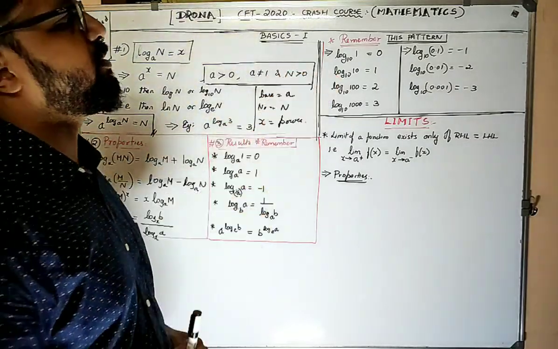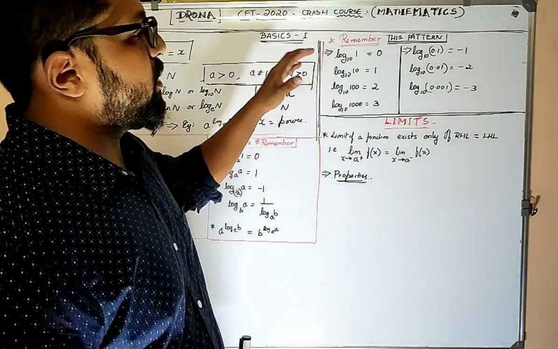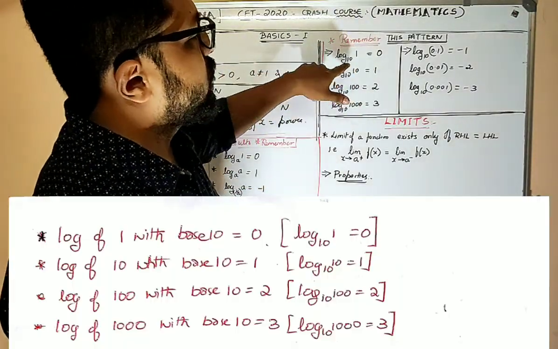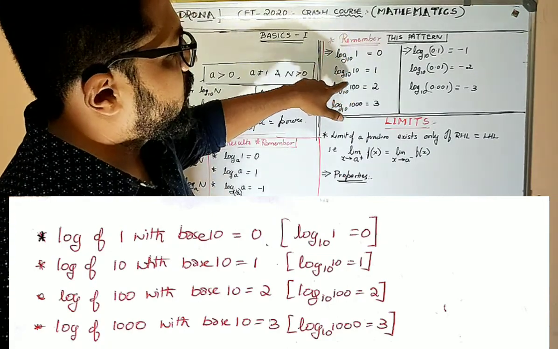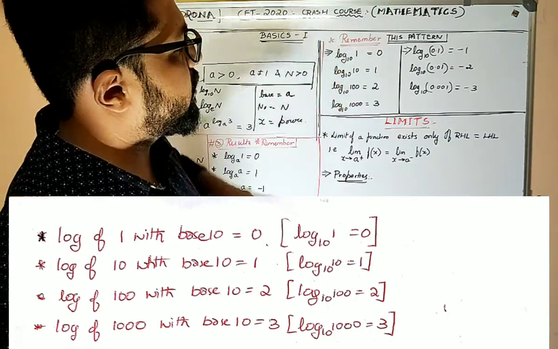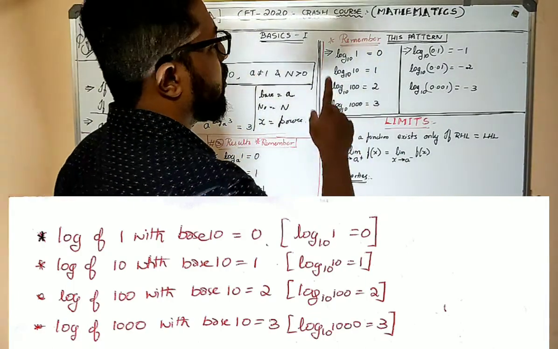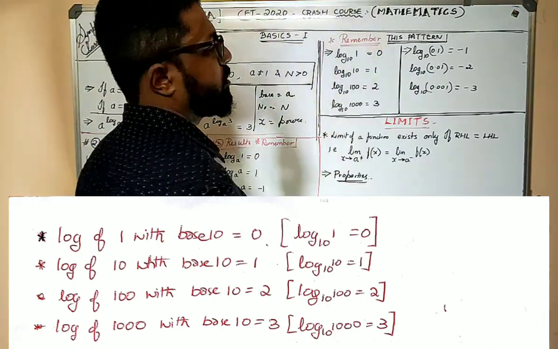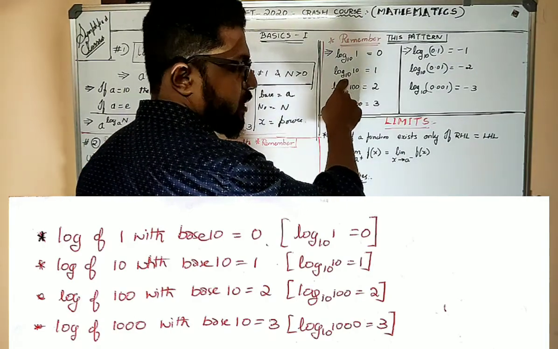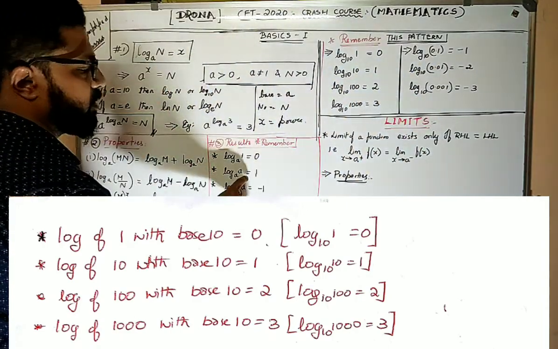Along with that, you have another thing to remember: log 1 is 0 to the base 10. Do not forget about the base over here, what I have written. Make sure you understand the base. This is nothing but to the base 10. Clear? So log 1 to the base 10 is equal to 0. Log 10 to the base 10 is equal to 1. You have seen this already.